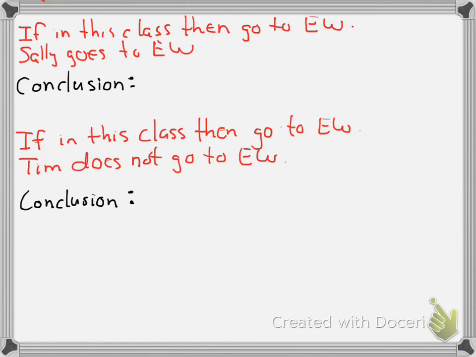Here I've got a couple on the same page. Let's do it with the one at the top. It says, if you're in this class, then you go to Edgewood. And we know that Sally, in fact, goes to Edgewood. Can we draw a conclusion as to whether she is in this class or not? Again, pause it. Okay, back from the pause. Well, she might be someone in this class. She could be here. But she could also be an Edgewood student that doesn't happen to have this class. So again, we can draw no conclusion. We did not match the if part.